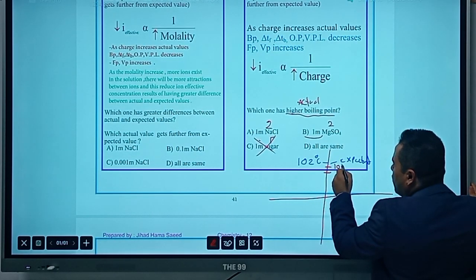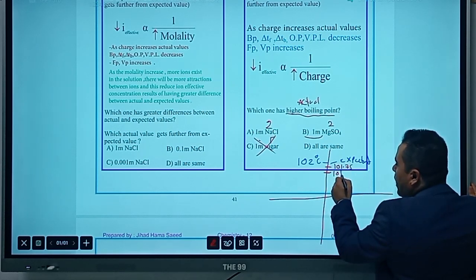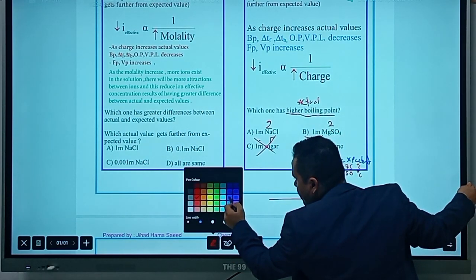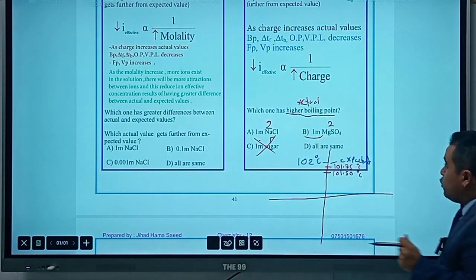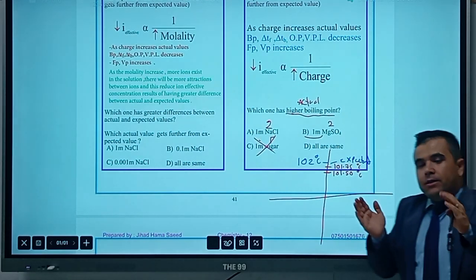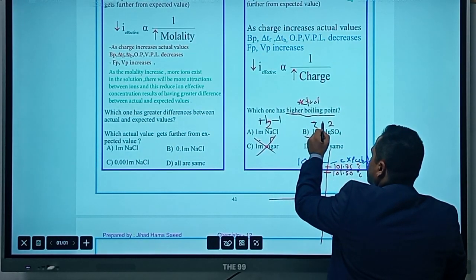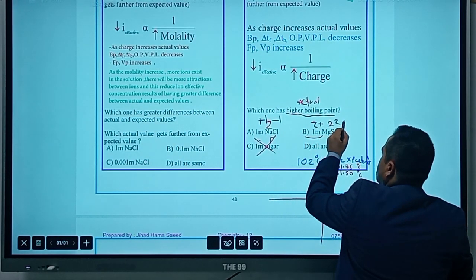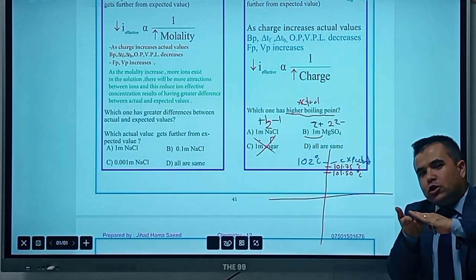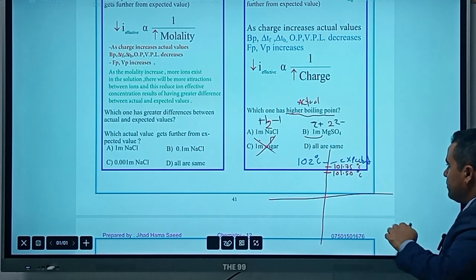Suppose it's 101.75 and the other 101.50 Celsius. Guys, which one should be for NaCl, which one for MgSO4? The one with the lower charge, and the one with two negatives. For the one with the lower charge, there will be a shorter distance between actual and expected, but for the one with the higher charge, a higher difference between actual and expected.